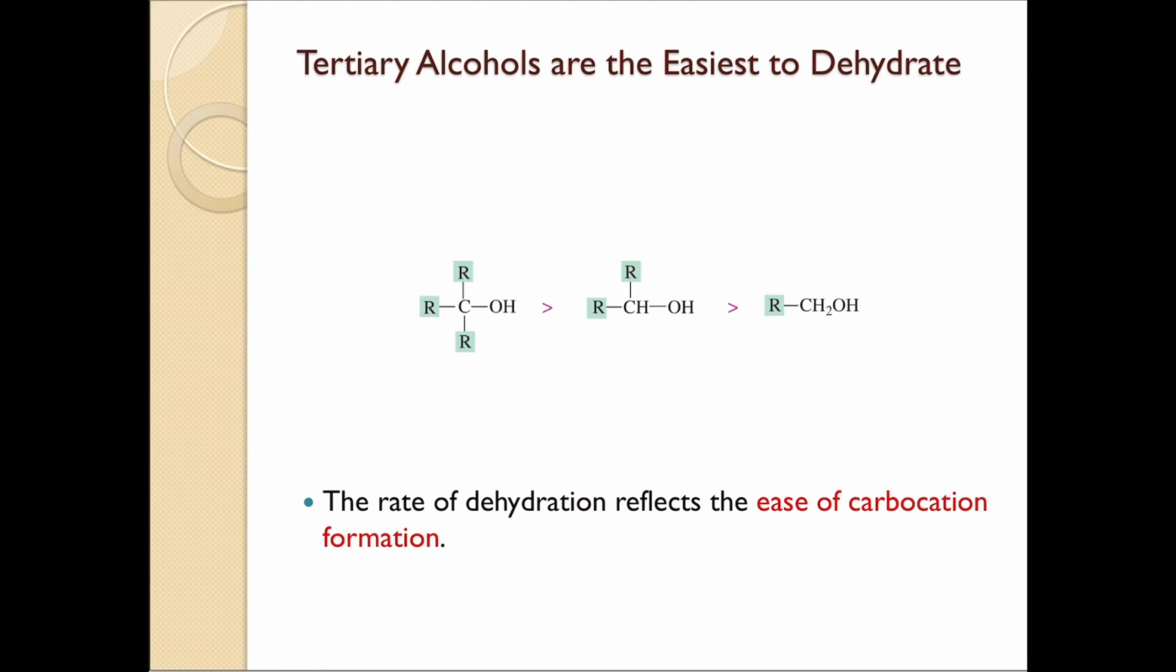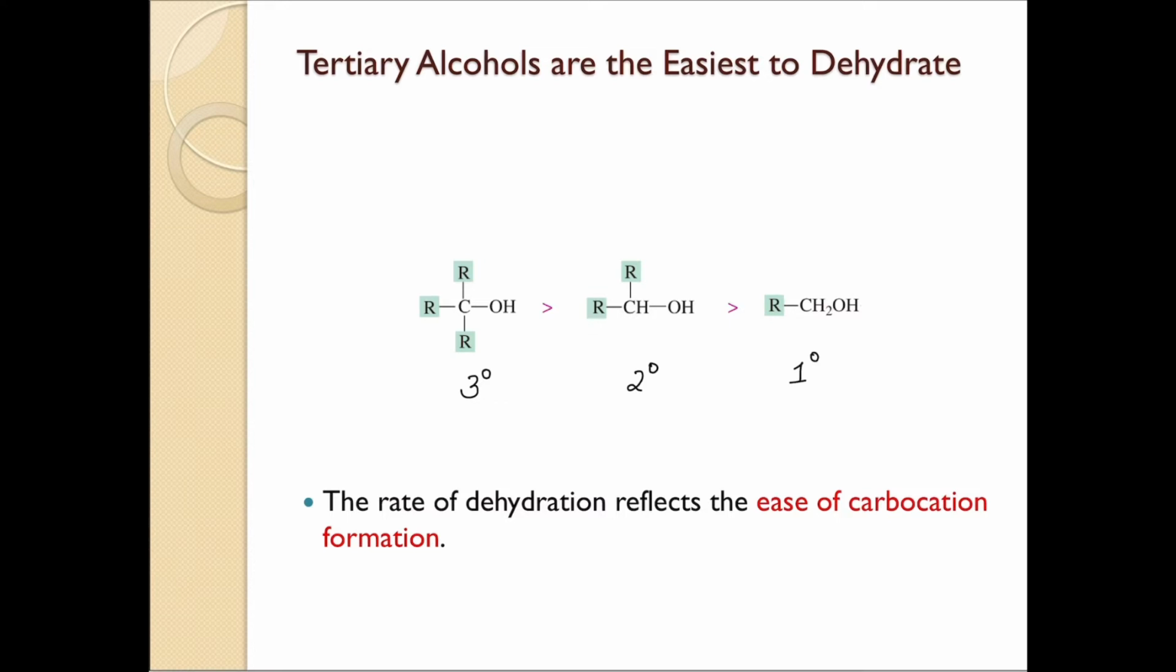Tertiary alcohols are the easiest to dehydrate. If you want to look into the rates of the reactivity of the different alcohols, the tertiary alcohols are the easiest to dehydrate. That is because it has the ability to form the carbocation very easily. So the order of reactivity is going to fall in this order. The tertiary is going to be easier to dehydrate, and then comes the secondary, and then comes the primary.